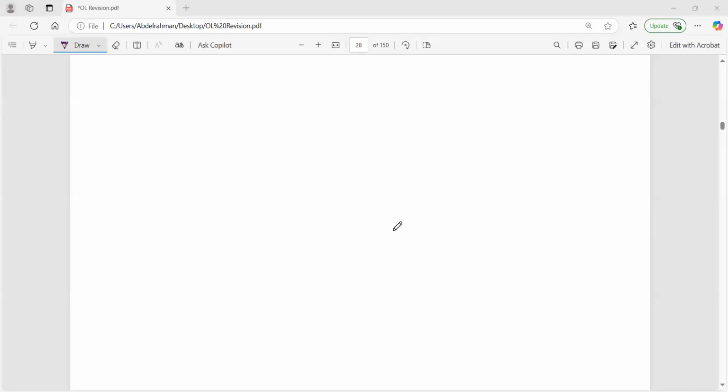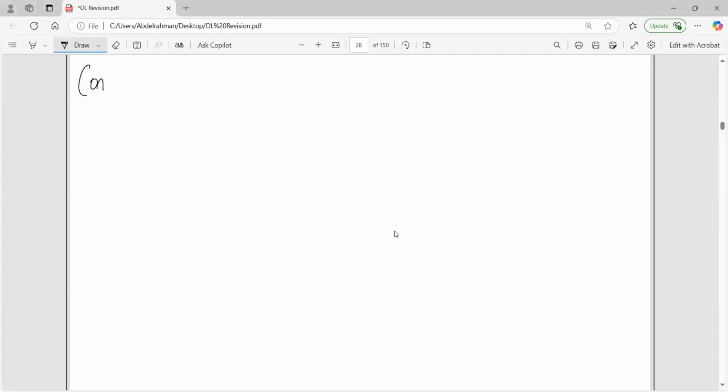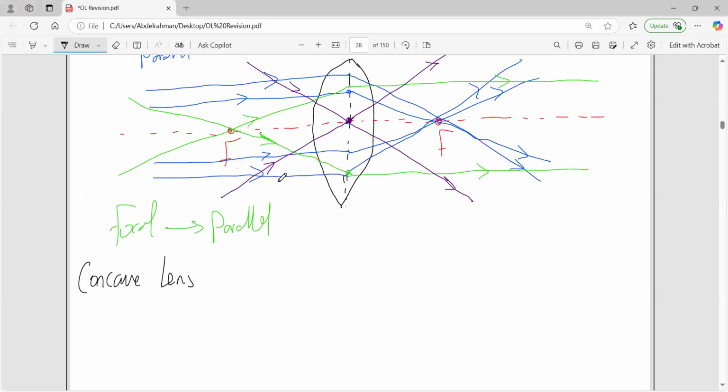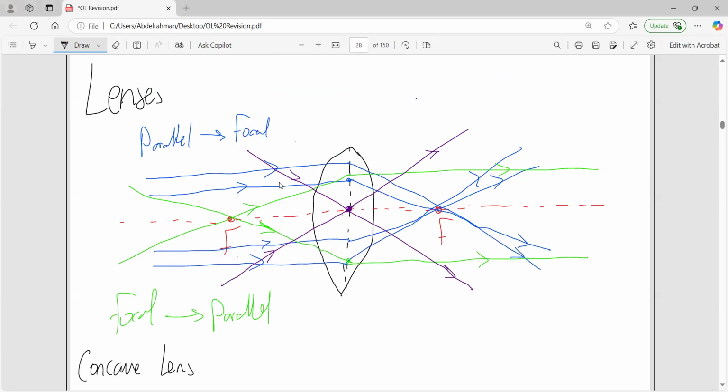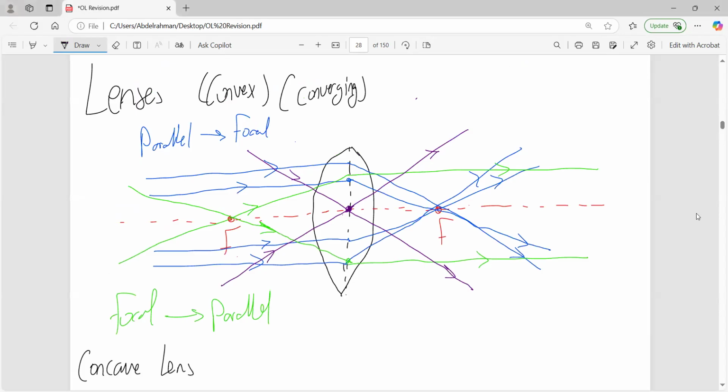There is a totally different type of lens, which is called the concave lens. Convex lenses converge the light, so we sometimes call them converging lenses. What does a converging lens mean? It means that it bends light and focuses the light into one point.